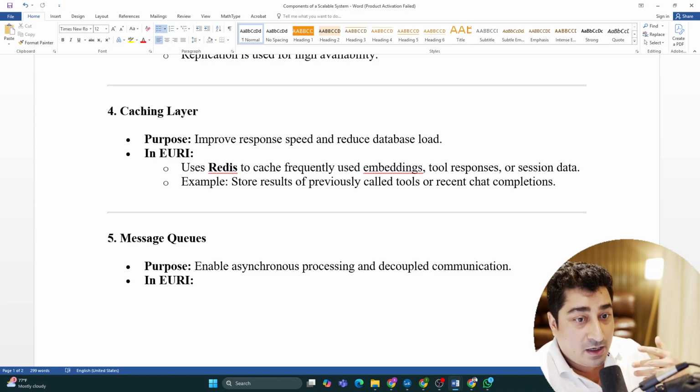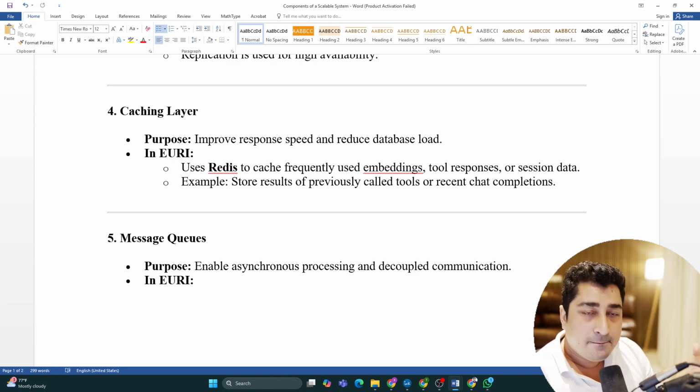Now, what is called a cache, by the way? Here we try to store the result of your chat or whatever tool or activity that you have done on the Eury platform. We are trying to store it somewhere. Now, why? What is the reason?